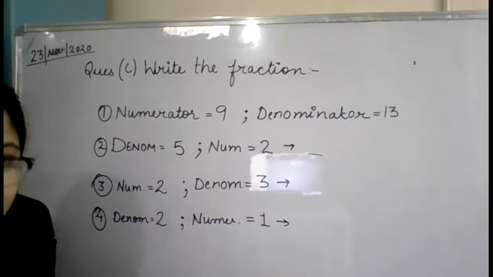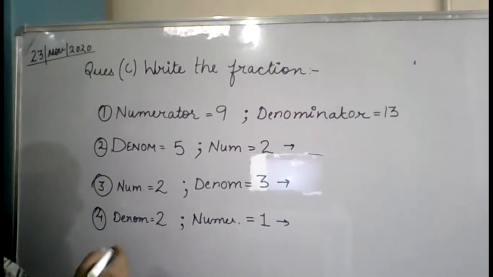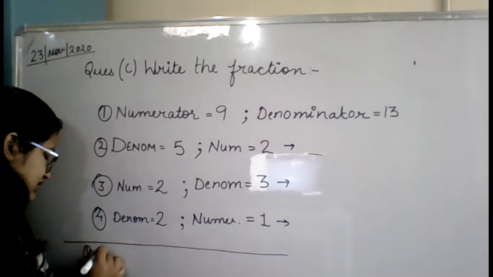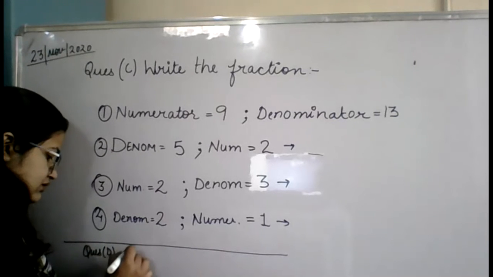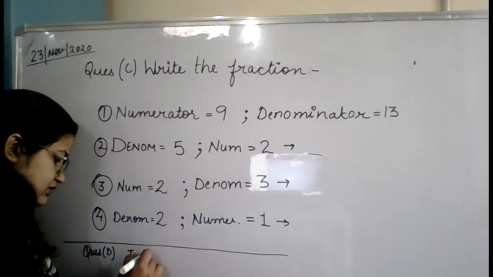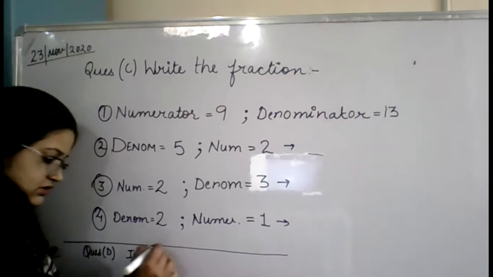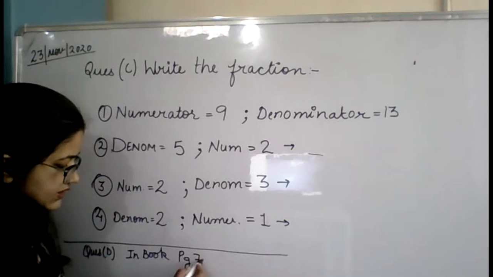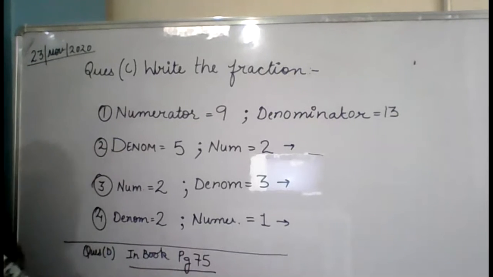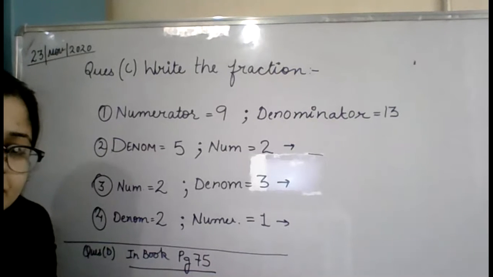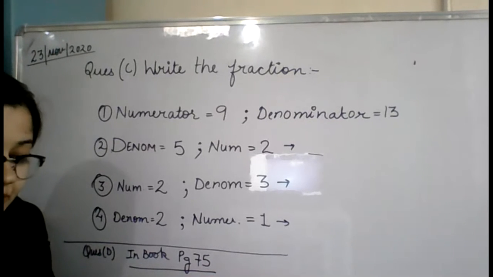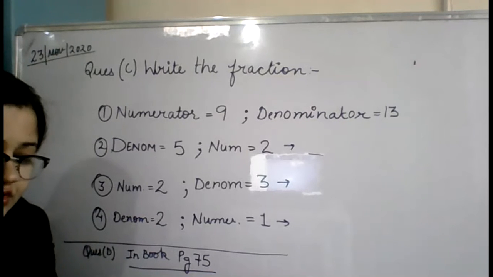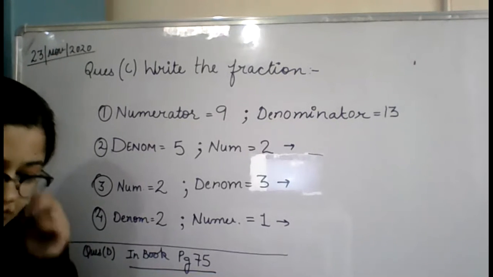Beta, question number D we will do in the book. So what you are going to do after this, draw the line and write down question D in book. And write down the page number also, page 75. Done in book, page 75. Just write this, so that you may remember why we have not done question D here, because it is given in the book. No need to draw this. This is very easy and given in the book.